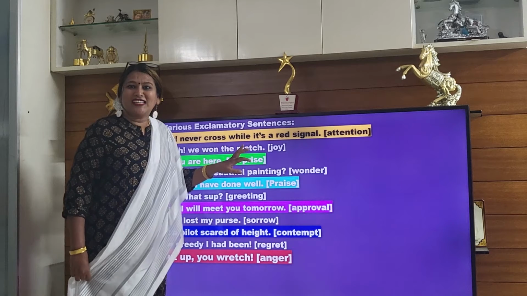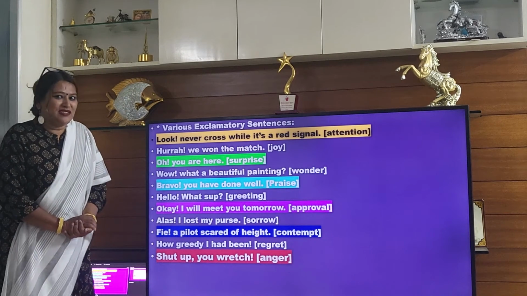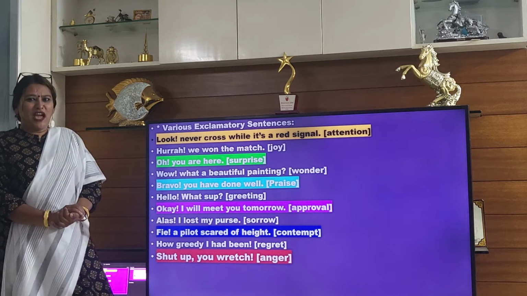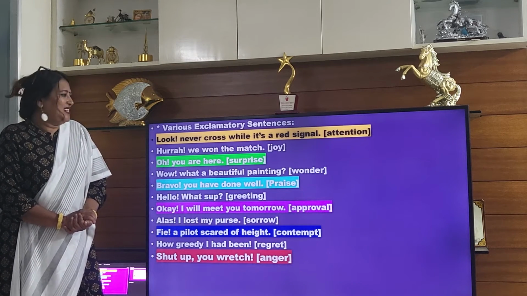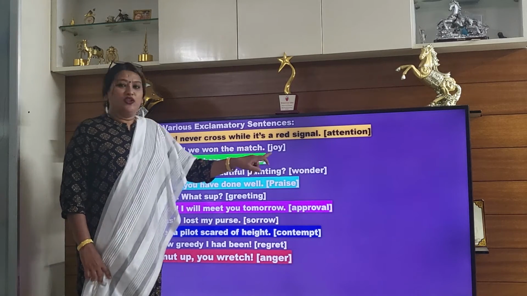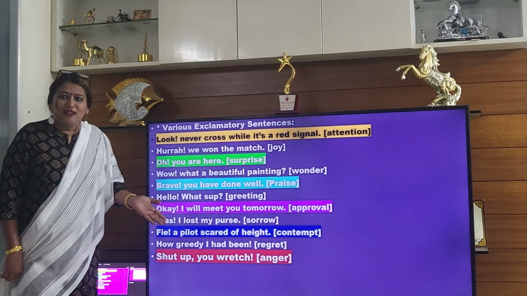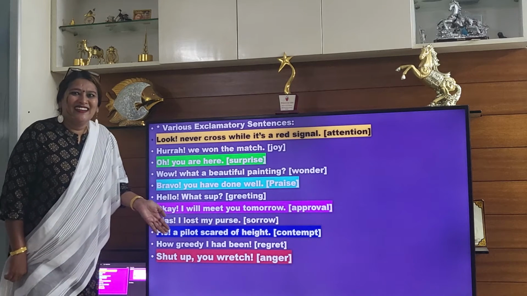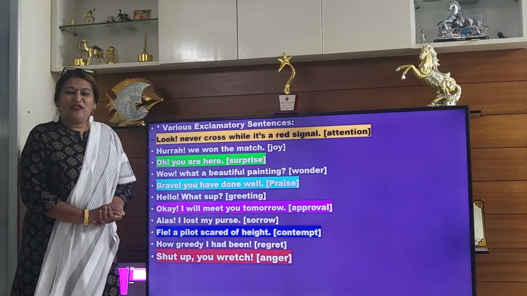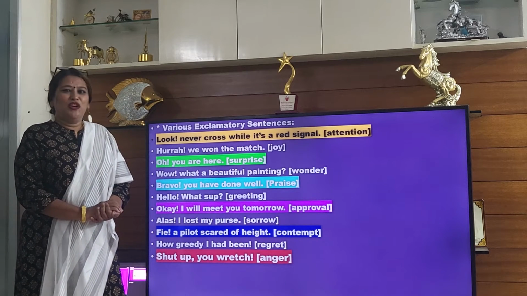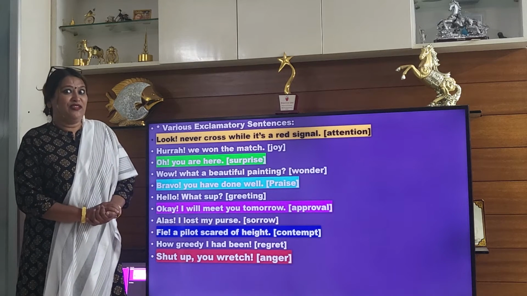Okay. Hooray! We won the match. You're happy. If your team wins, won't you be happy? When you're happy, won't you express that? Certainly you would. So that's called joy. Now, "Oh, you are here." Some people you love to see back, and when you actually see them, you say it in different ways. They carry different feelings.